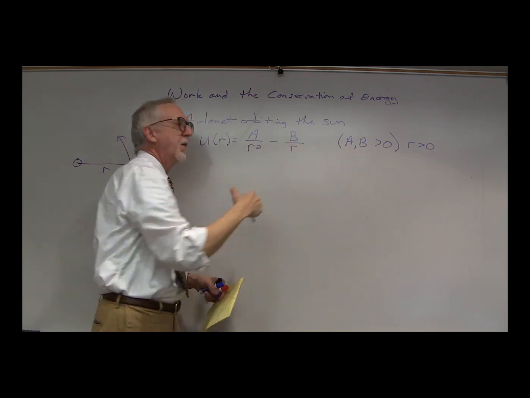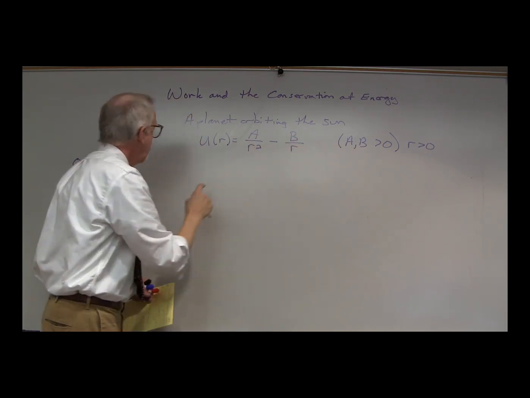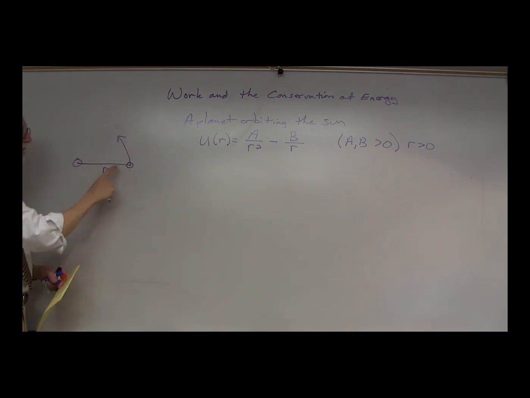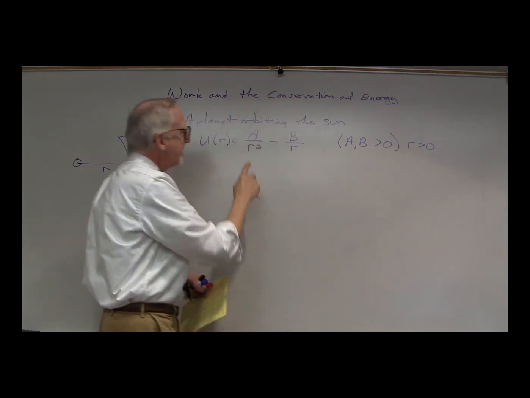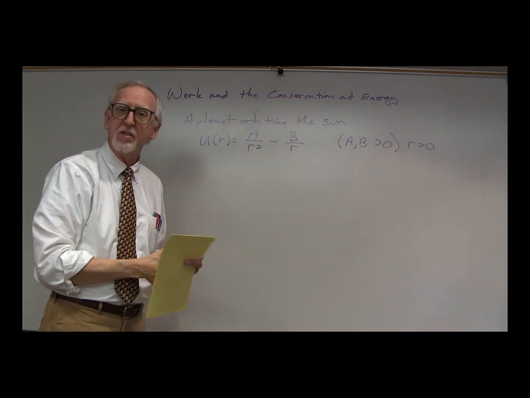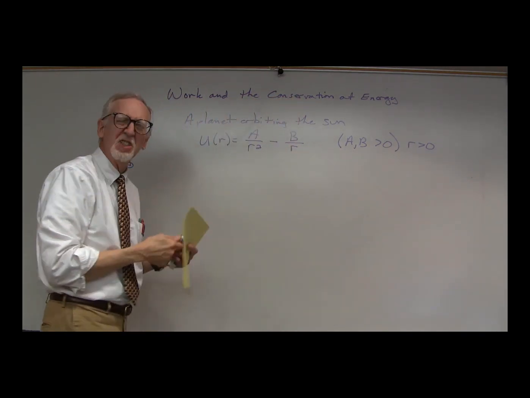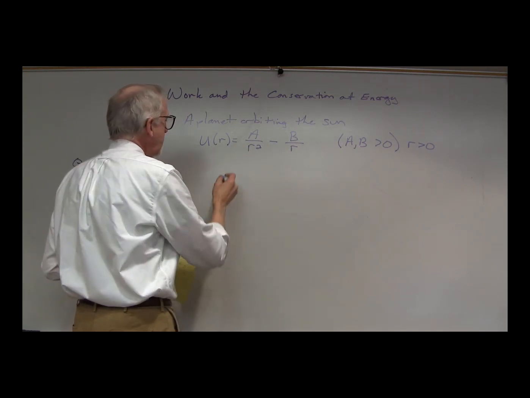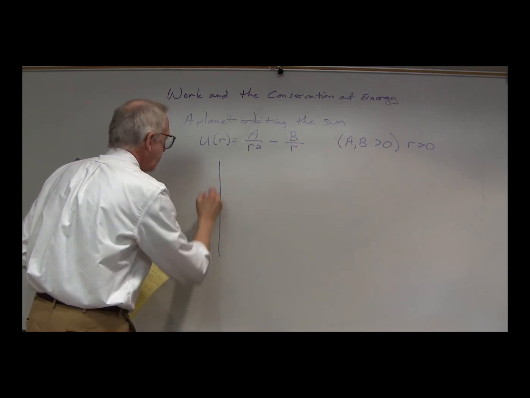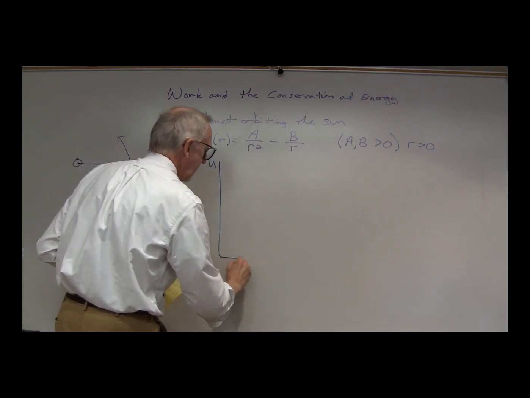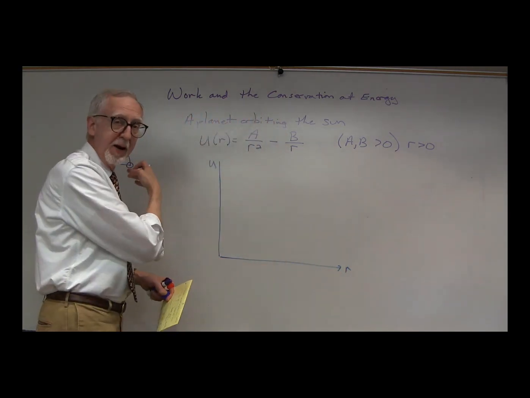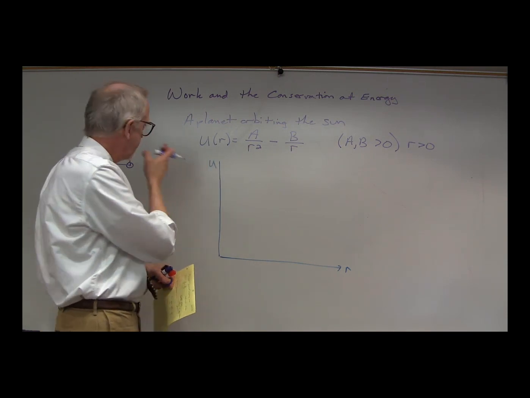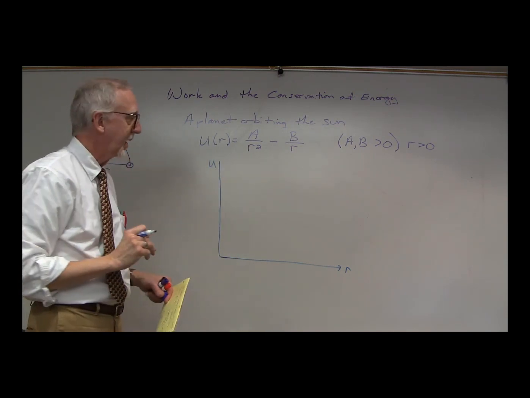So a and b are positive constants, and r is the distance from the planet to the sun, which is always going to be a positive number. Well, let's see if we can sketch this. What is this potential going to look like? Just a sketch. So let's plot u as a function of r, and we only have to worry about positive r's. R, the distance from the planet to the sun, is never negative.